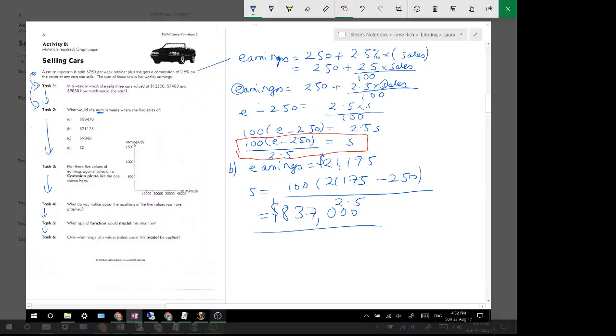So the skills you need here is being able to work out from words a formula. The next skill here is being able to manipulate a formula with algebra to get the thing you want, which in this case we want to manipulate it so we get sales in terms of earnings. And then the last skill here is being able to substitute, being able to take a value and put it back into a formula.